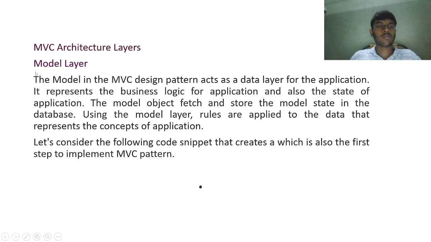The model in the MVC design pattern acts as a data layer for the application. It represents the business logic for the application and also the state of the application. The model object fetches and stores the model state in the database. Using the model layer, rules are applied to the data that represent the concepts of the application. Let's consider the following code snippet that creates the model, which is also the first step to implement the MVC pattern. Let's see the program.